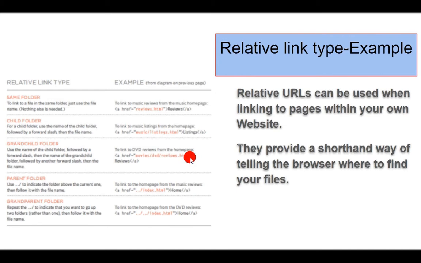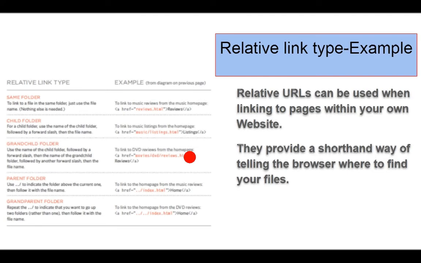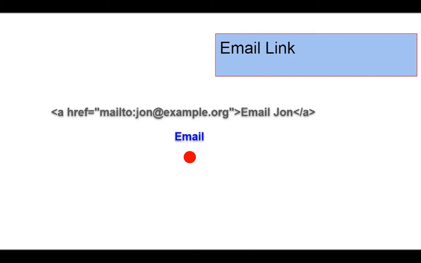So this is called a relative link. Here we do not have to give a full URL. Instead, we just give the folder location because these are all documented in a structured way. Okay, so this is related to relative links. Just understand that relative URLs can be used to link a page within your own website. Okay, so the next part is the emailing link.